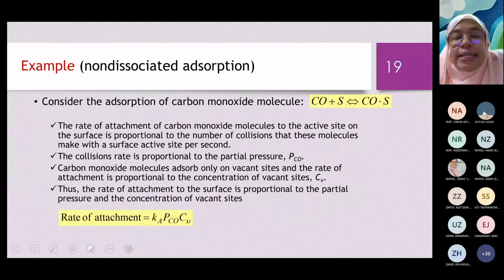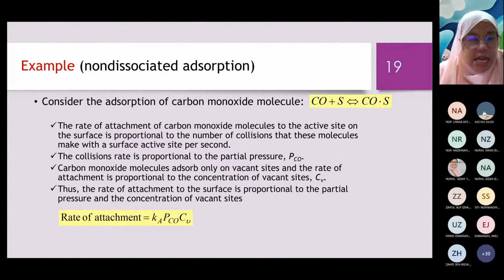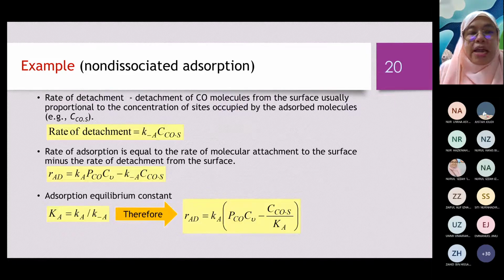Okay. So consider the adsorption of carbon monoxide molecule. Good. So this is the theoretical part, which you can read on your own. Okay, how the collision rate happens and so on. So, this is just theoretical. Okay, we want to know the last part. Thus, the rate of attachment to the surface is proportional to the partial pressure and the concentration of vacant sites. Okay, I do not want to show step by step how to write the net rate of adsorption. No need to write rate of attachment, no need to write rate of detachment. The most important part is the net rate of adsorption.